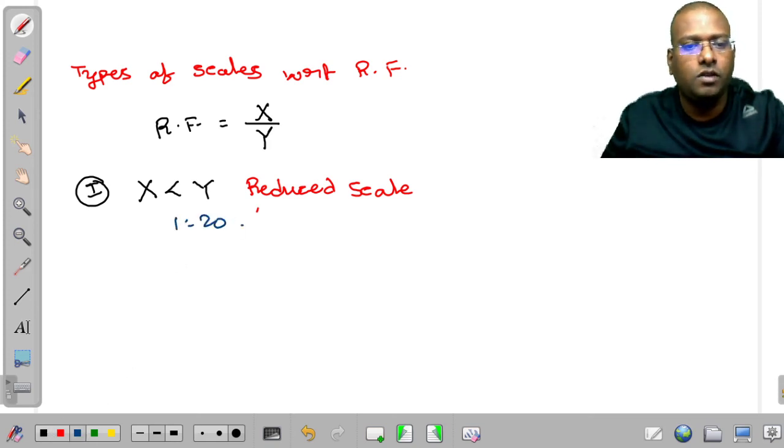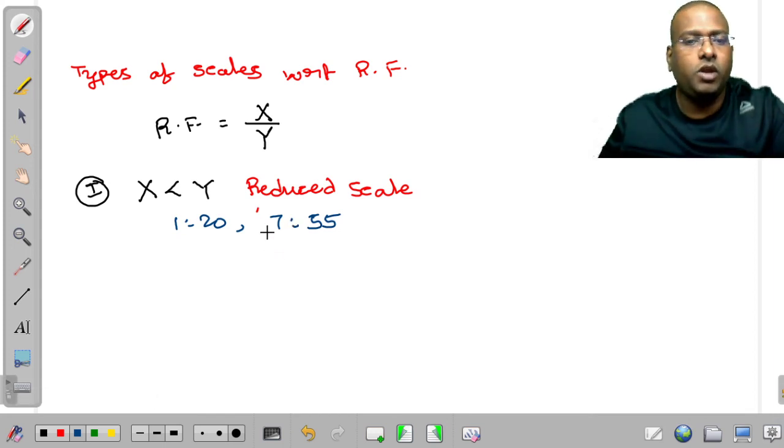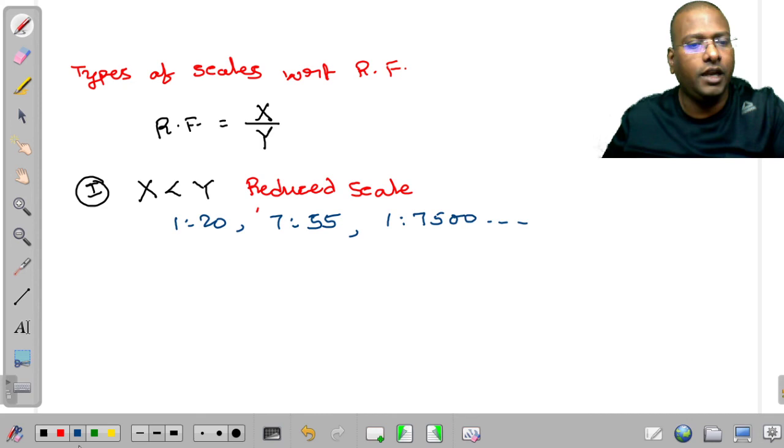1:20, 7:55, because the numerator need not be 1. Sometimes we bring it to a stage where we can't make further divisions. 7:55 or 1:7,500, like this, and so on. This is related to the reduced scale.